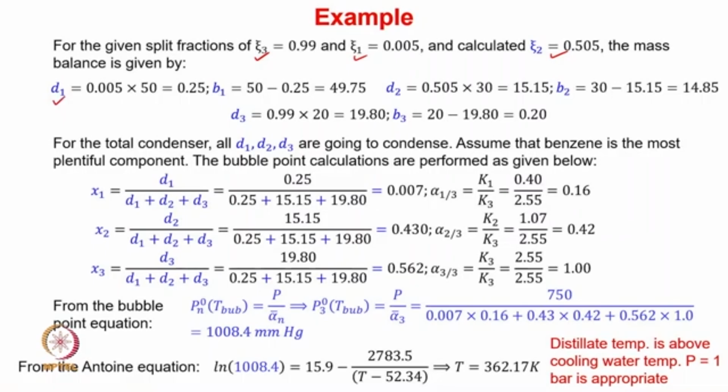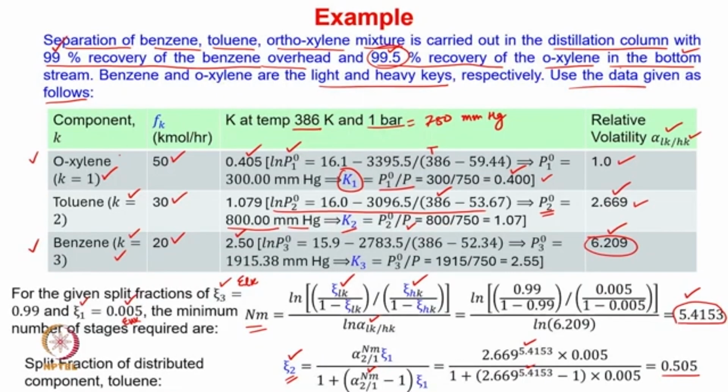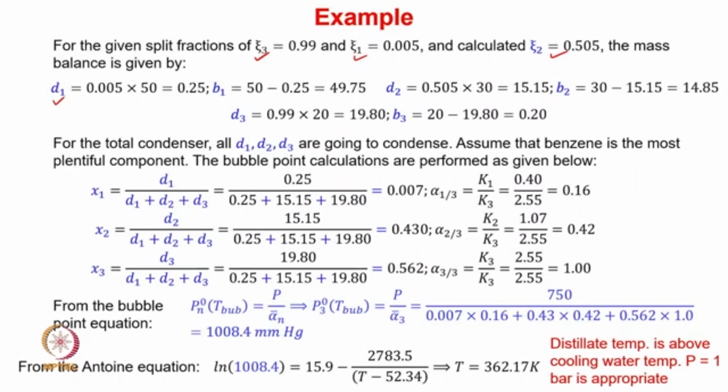D1 is nothing but, remember in this case D1 is with respect to the orthoxylene. Orthoxylene is a heavy key component. So we are looking at how much will be the molar flow rate of the orthoxylene in the distillate, that we can obtain directly by multiplying the corresponding split fraction into the feed rate. Feed rate is what? 50 kilomole per hour. So 50 into 0.005 gives me the molar flow rate of heavy key component in the distillate. So that comes around 0.25 kilomole per hour.